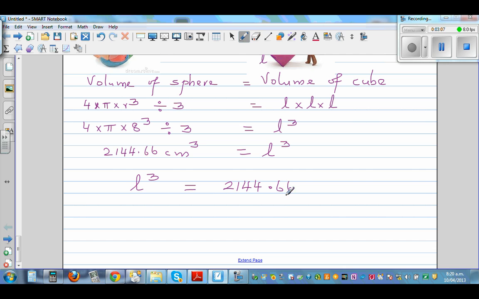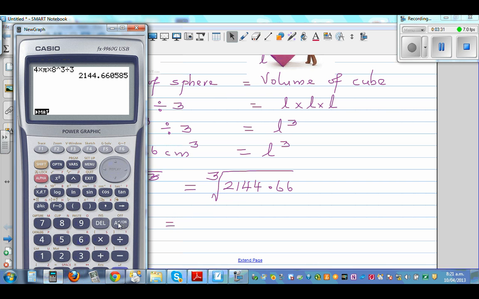Now to undo this cube, you have to take the cube root. So you have to take the cube root of this number. The cube and the cube root cancel each other out, so what remains is L is the cube root of this. How do you find this? You can press shift, and in some calculators you directly have the cube root key. So you press 3 shift cube root, which means the cube root of whatever number. So it is 2144.66.